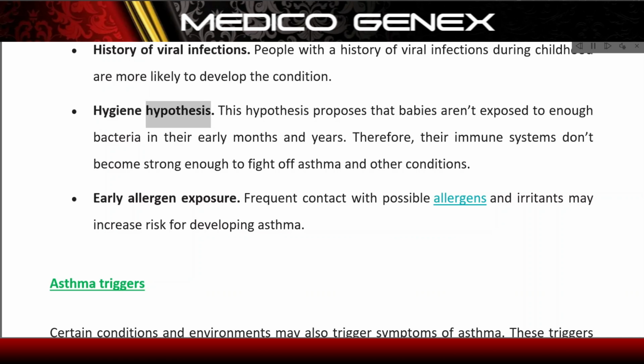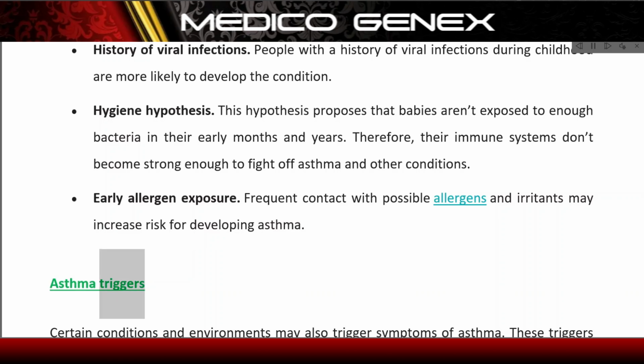Hygiene hypothesis. This hypothesis proposes that babies aren't exposed to enough bacteria in their early months and years. Therefore, their immune systems don't become strong enough to fight off asthma and other conditions. Early allergen exposure. Frequent contact with possible allergens and irritants may increase risk for developing asthma.